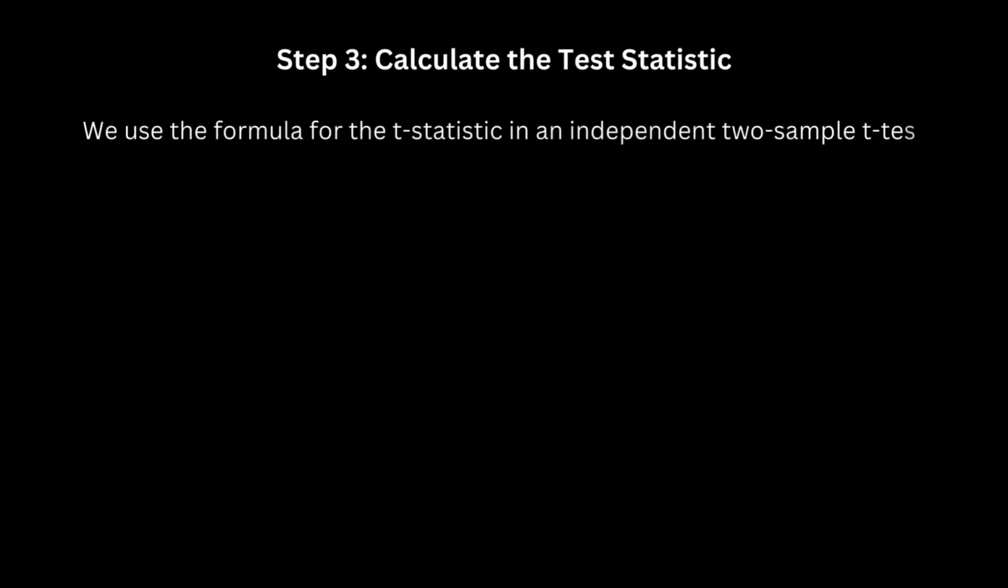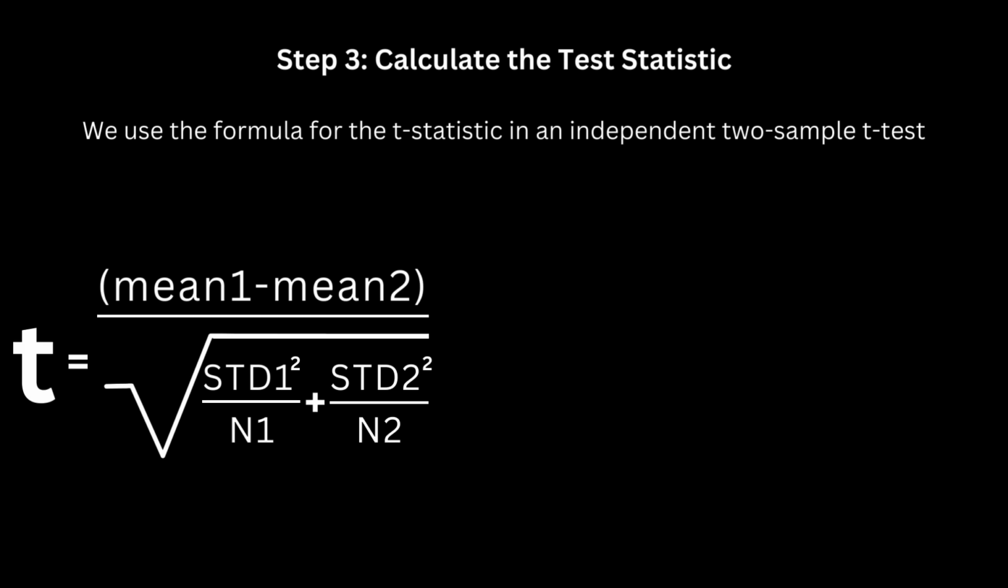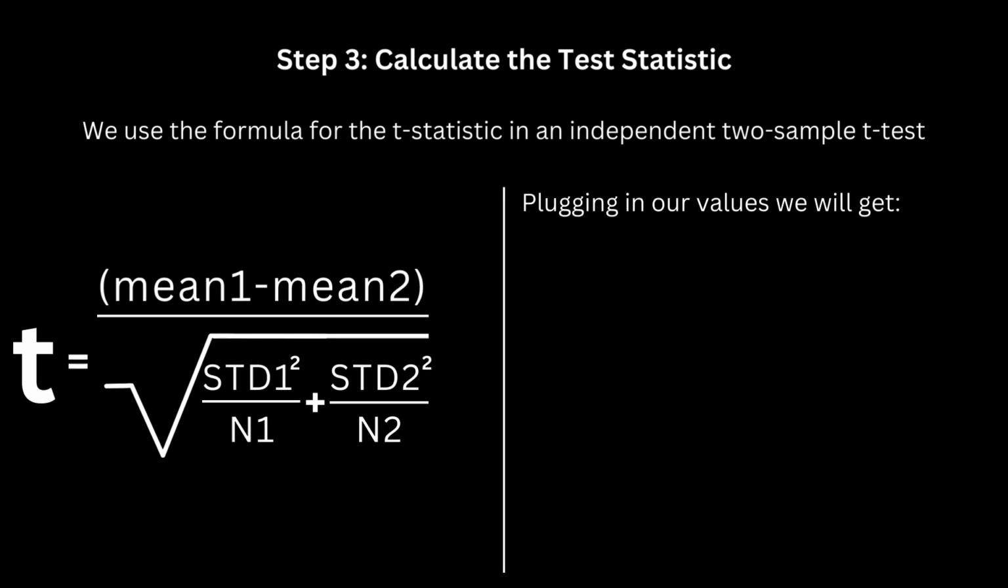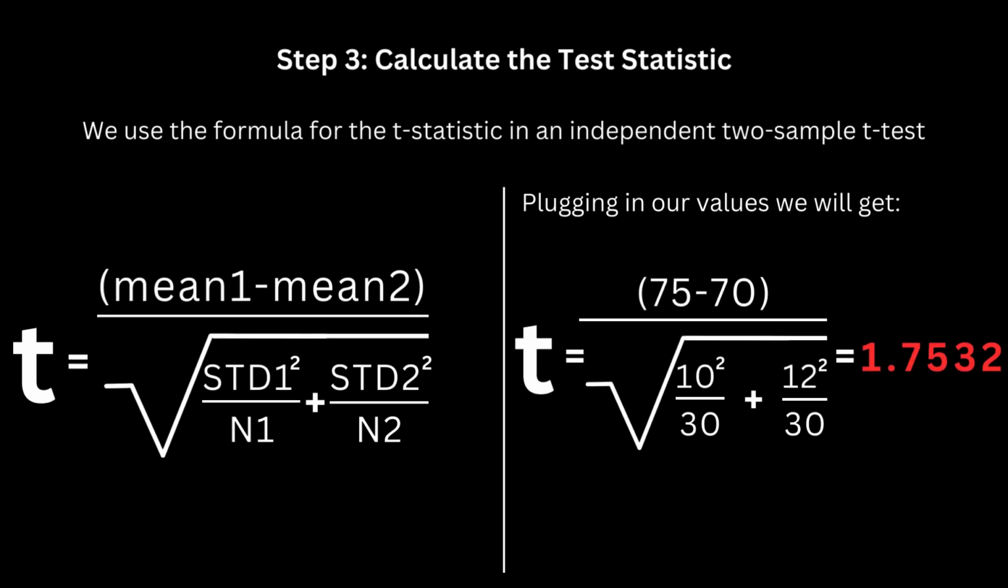Now, step 3 is to calculate the test statistic. We use the formula for the t statistic in an independent two-sample t-test. t is equal to mean 1, the mean of the first sample group, minus mean 2, divided by the square root of the standard deviation of the first group squared divided by n1, plus the standard deviation of the second group squared divided by n2. n1 and n2 here are the number of students in group 1 and group 2. Now when we plug in our values, we get t equal to 75 minus 70 divided by the square root of 10 squared divided by 30 plus 12 squared divided by 30, which is equal to 1.7532.